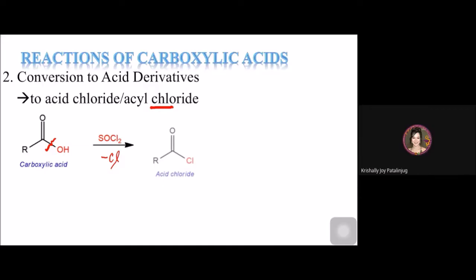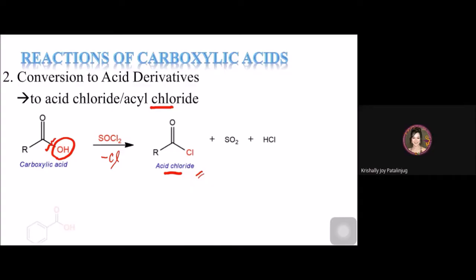So this is simply a substitution reaction. The hydroxyl here will be removed as a good leaving group. Then the stronger nucleophile that is produced from thionyl chloride will be placed in the spot of the hydroxyl. And you have here the byproducts. The most important thing here is the major product, and that is the acid chloride. So this is all about conversion of carboxylic acid to its acid chloride derivative.